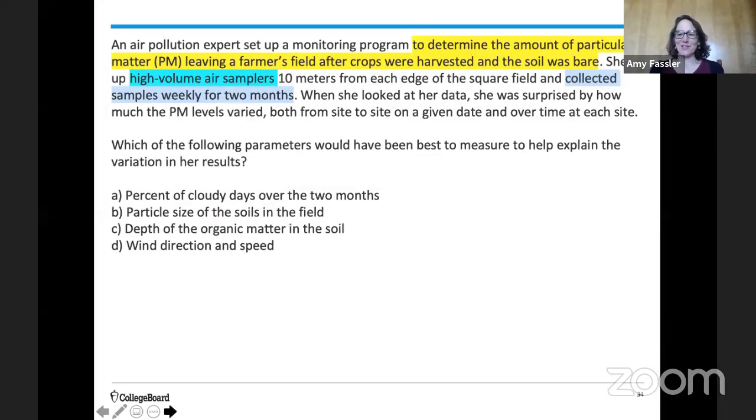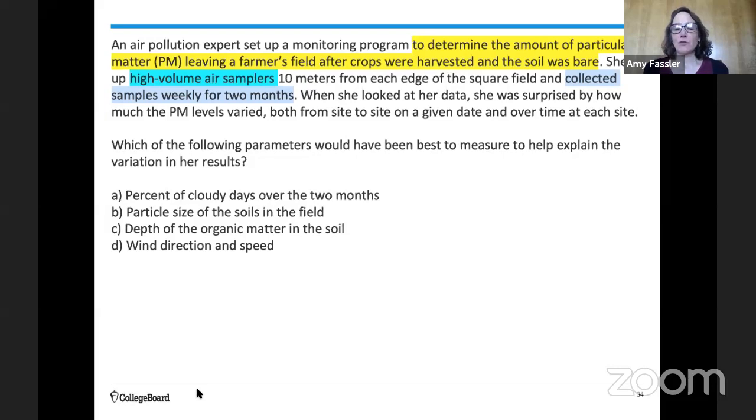Oh my gosh, there's a lot going on there. We'll come back to that color highlighting in a minute. Let's just read the question and answer it to begin with. An air pollution scientist sets up some air pollution monitoring to measure the particulate matter, PM, leaving a farmer's field after crops were harvested and the soil was bare.